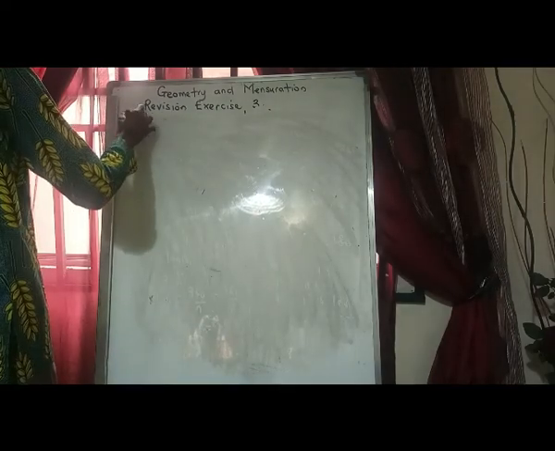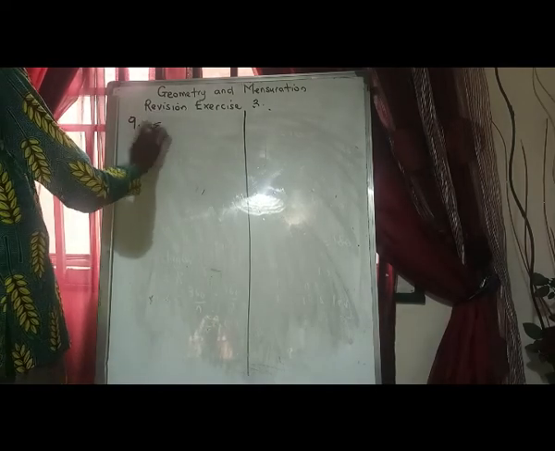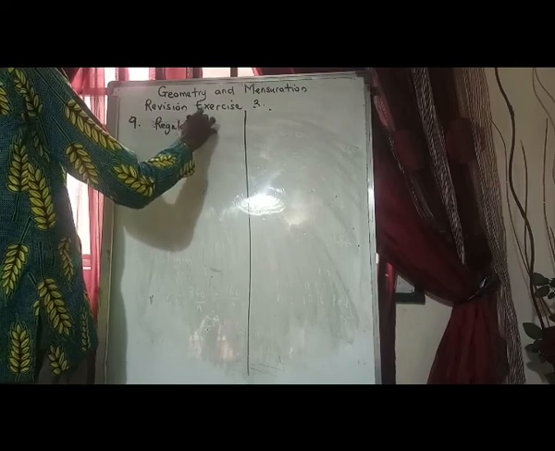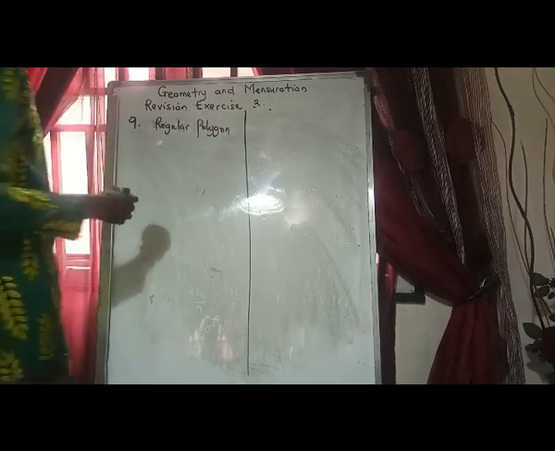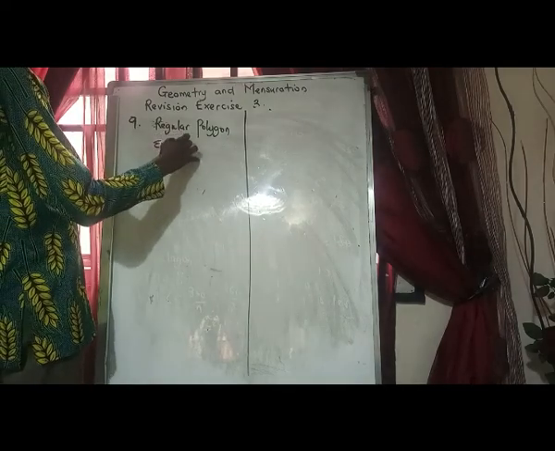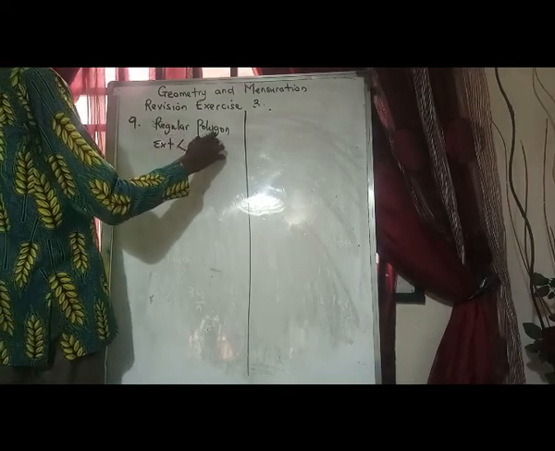Let's look at question number 9. In question number 9, we are told that a regular polygon has an exterior angle of what? 40 degrees. A regular polygon has an exterior angle. So first we need to take note that it is a regular polygon. I always teach my students to note the details. When you read questions, note the key details there. It's a regular polygon. You know that each exterior angle is what? 40 degrees.